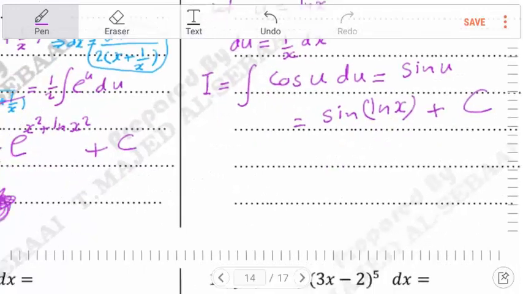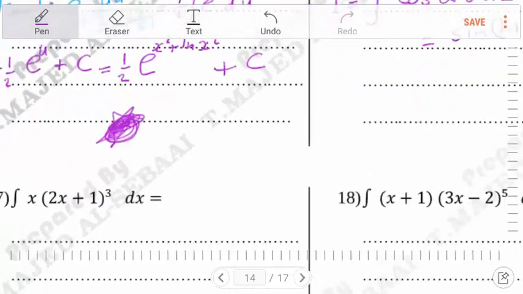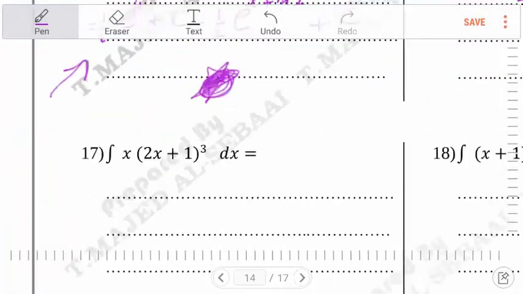Let's just move to the next. Aha, this is the third type. Okay, where is the first? Where is the second? You say this is the third type. Question number 17 is type 3. Okay, teacher, where are type 1 and type 2? Okay, I will show you.